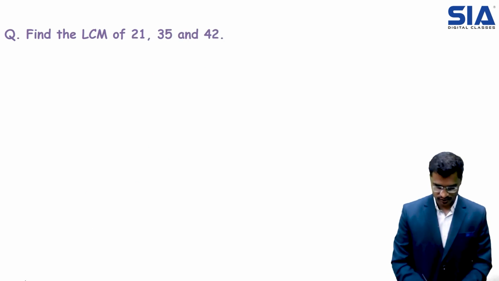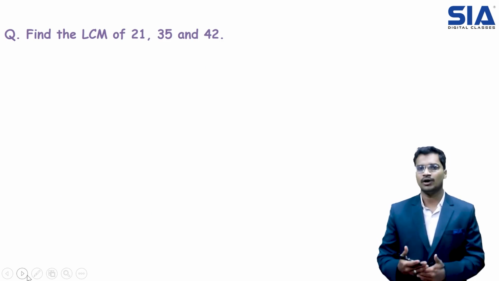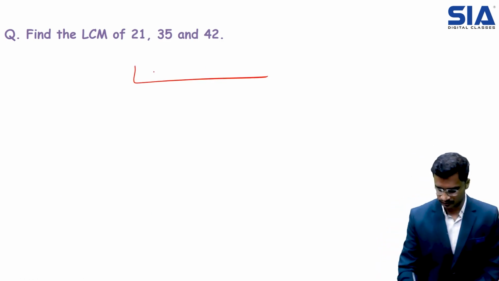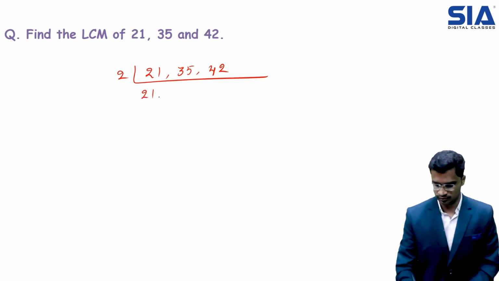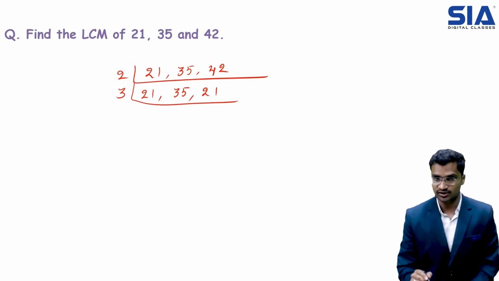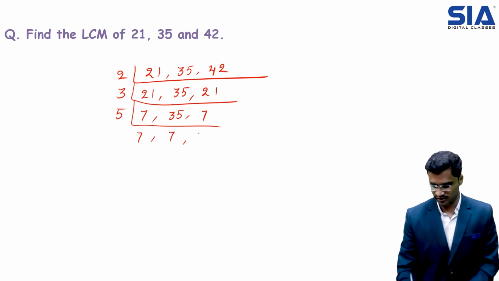Now coming to the next question. We have to find the LCM of 21, 35 and 42. We apply the same process, which is prime factorization of 21, 35 and 42. 21 is not divisible by 2, 35 is also not divisible by 2, but 42 is divisible by 2. Next, 3 sevens are 21, 35, and so on. The next number is 5. 7 is not divisible by 5. 5 sevens are 35, 7. The next number is 7. 7 ones are 7.